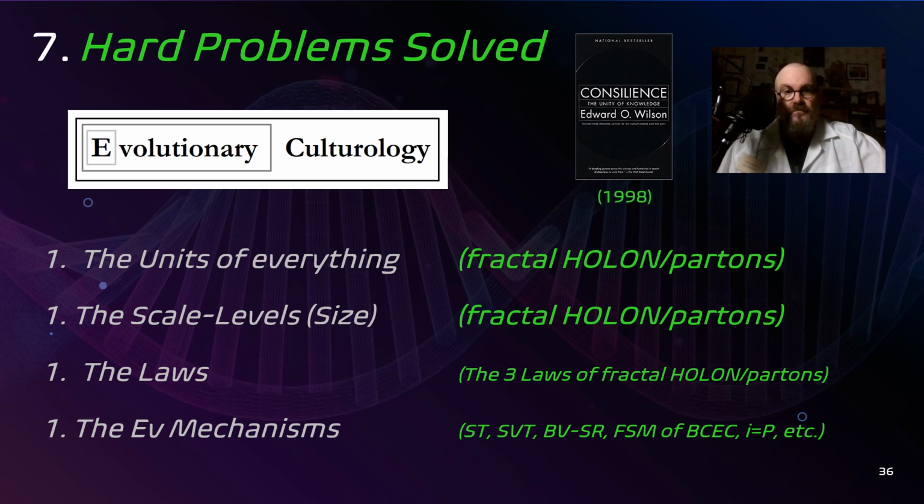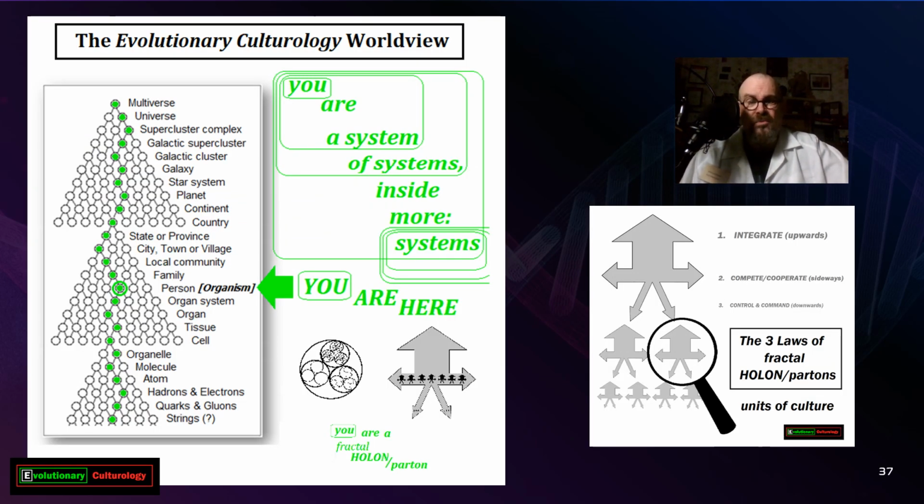Next. So there's the EvCult worldview. You're a system of systems inside more systems. You're a fractal holon parton. And there's the 3 laws. You can use that as a tool to find units of culture if you're not sure how to find the unit, whether it's a book or a movie or a game, and the parts thereof.